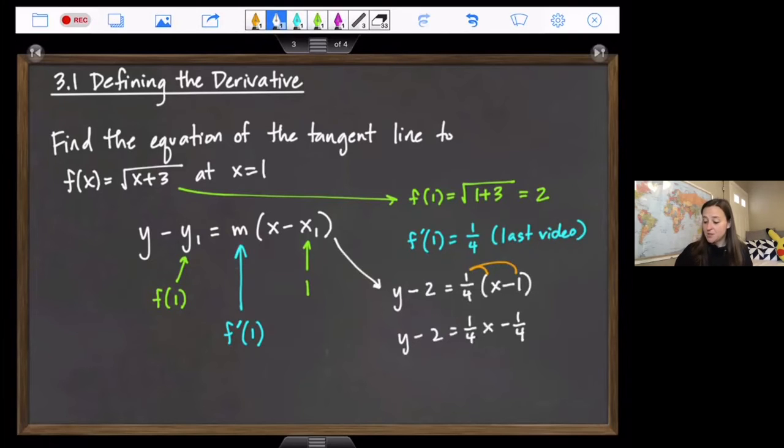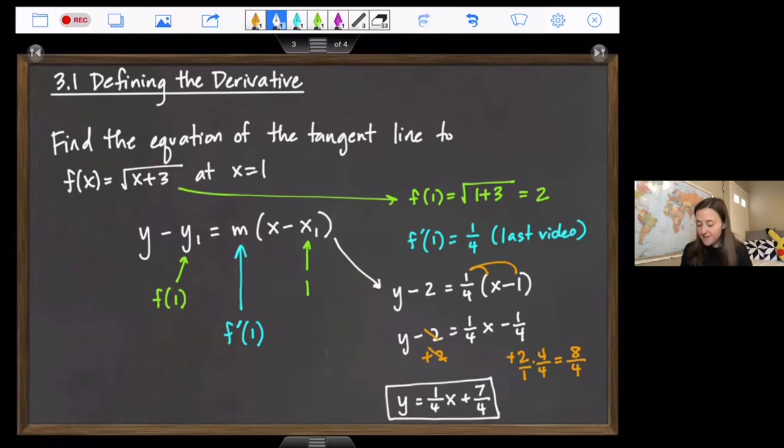Then I'm going to add 2 to both sides. Let's get that to have a common denominator with the 4, so I'm going to multiply the 2 by 4 over 4, and that's plus 8 over 4. On the left, my 2's drop out, and I've got y equals 1/4 x, minus 1/4 plus 8/4, so that's plus 7/4. That's the equation of my tangent line.